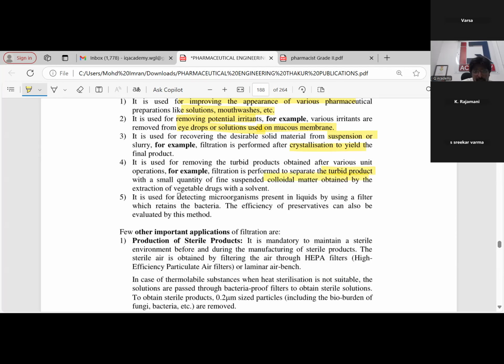Next, for detecting microorganisms, filtration is a major step. Can anybody explain, those who know chemistry, those who know microbiology, how filtration helps in bacteriology? Yes, because on this basis we have an equipment also, filtration equipment. Come on, those who deal with microbiology, they should know.